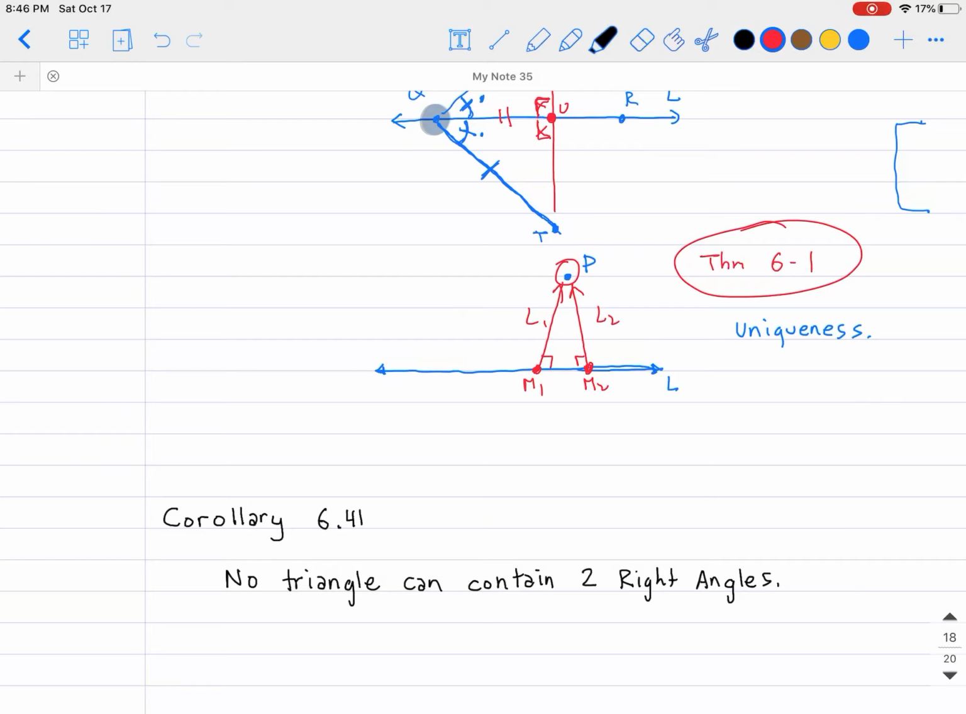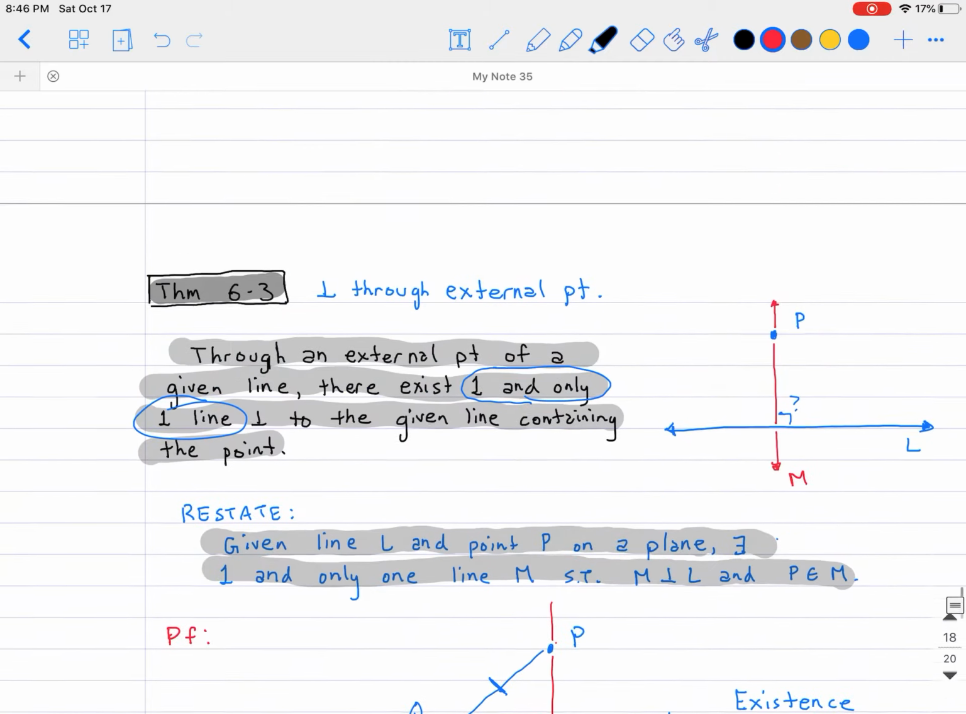I think we can actually pull something that might be useful in the future out of this. Here is the last part, Corollary 6.41. No triangle is going to be able to have two right angles inside, just as shown in the picture.